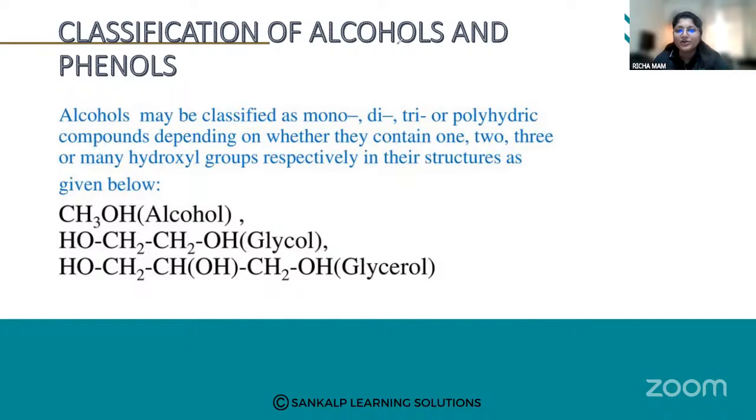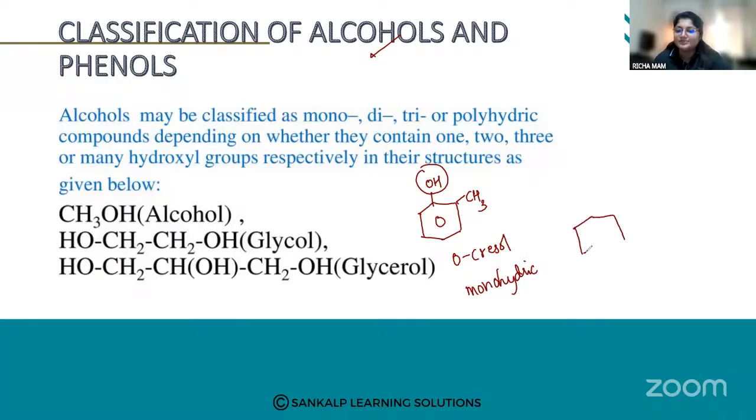This is for your alcohols. Now we will see for phenols. If I give you this compound, this is orthocresol. How many OH groups? One OH group. So it is monohydric, because only one OH group is present.